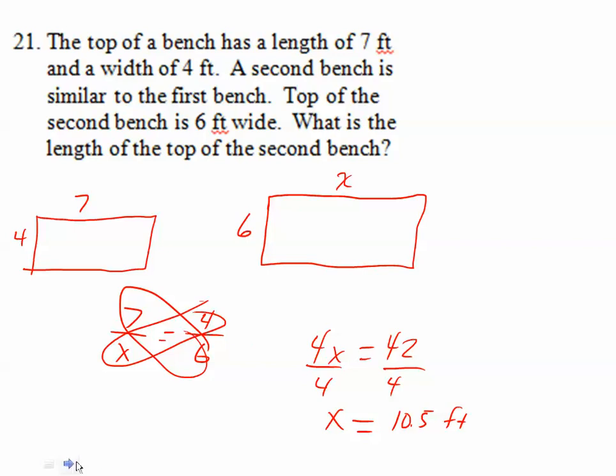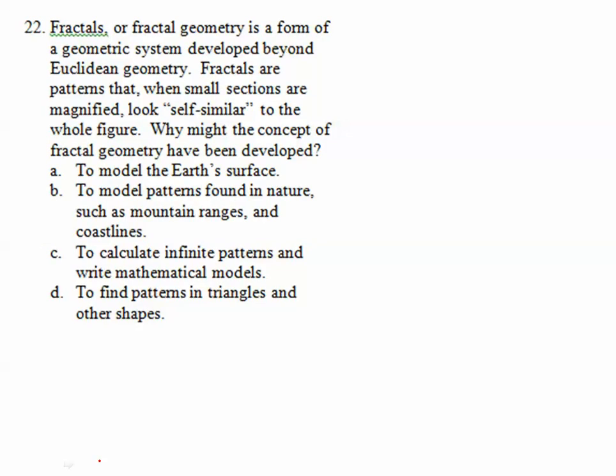Alright, number 22. Fractals or fractal geometry is a form of a geometric system developed beyond Euclidean geometry. Fractals are patterns that, when small sections are magnified, look self-similar to the whole figure. Why might the concept of fractal geometry have been developed?